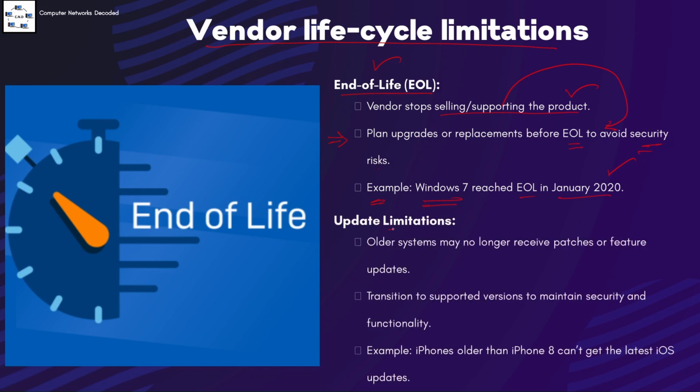So what are update limitations? Older systems may no longer receive patches or feature updates, as I said in the previous paragraph. So transition to supported versions to maintain security and functionality. For example, iPhones older than iPhone 8 cannot get the latest iOS updates. So the update limitation is for all those devices that are no longer supported by the vendors. That's why your organization or the customer needs to transition to newer versions and newer devices.